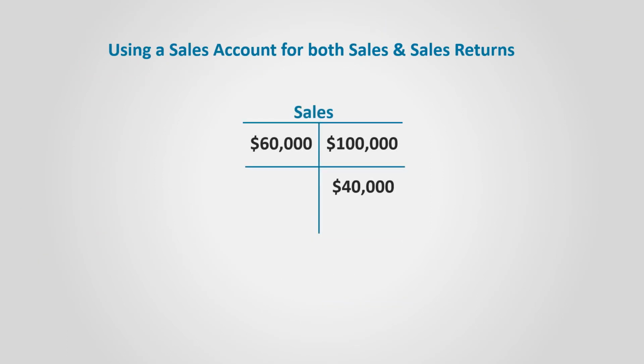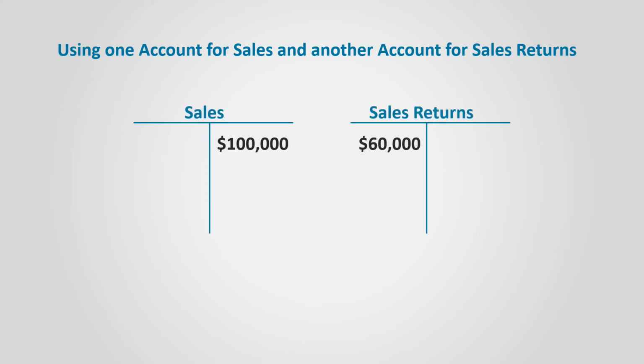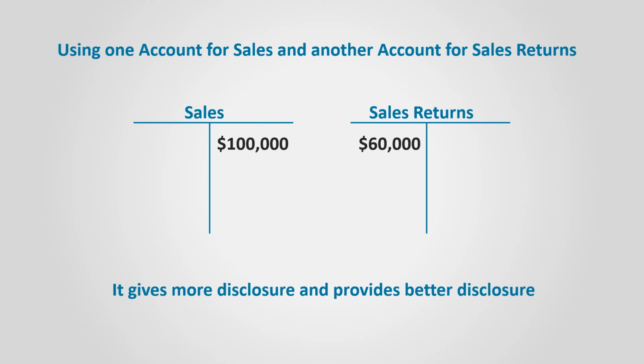So using the sales revenue account to account for both sales and sales returns will hide the sales returns and it won't be visible to the readers, which goes against the principle of accounting disclosures. Using two accounts, one to account for sales revenue and another one for sales returns, will result in more disclosure to the readers of the financial statements.